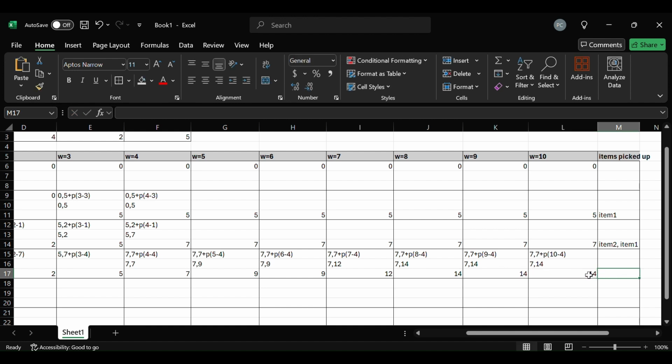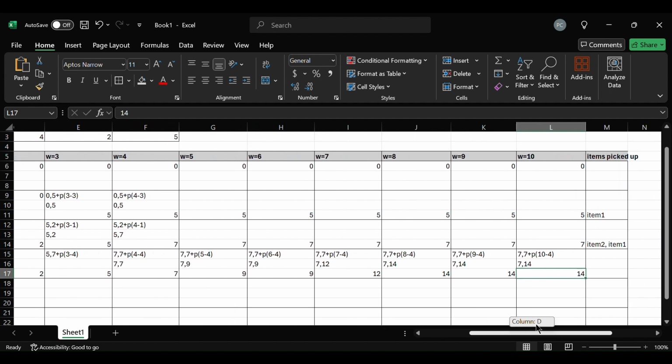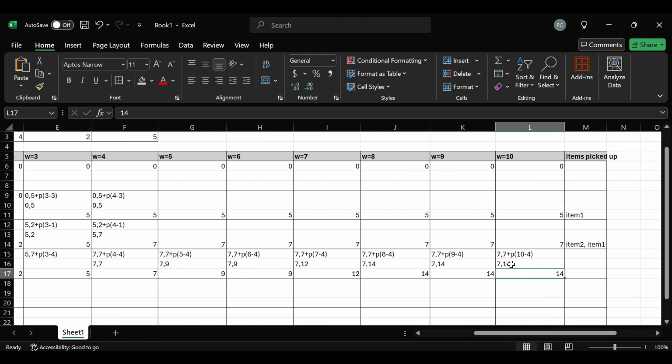Okay. So we've reached the end here. And let's see the decision we have made. So the decision we made was pick up. So if we decide to pick up here, we are deciding to pick up this item 3. Okay. We're saying here pick up. So pick up item 3.